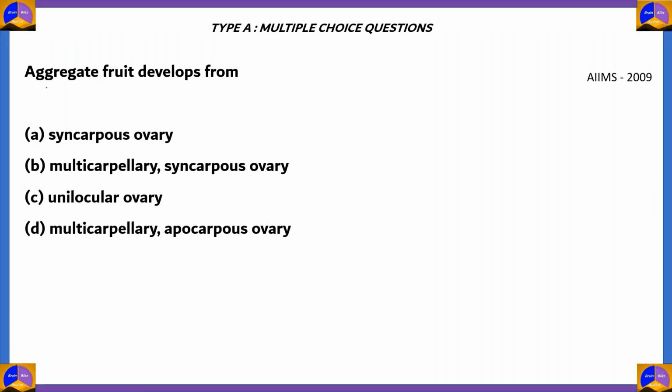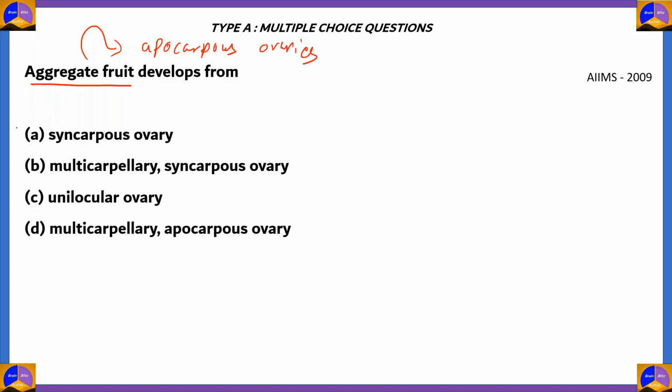Next question. Aggregate fruits are developed from A, syncarpous ovary, B, multicarpellary syncarpous ovary, C, unilocular ovary, and D, multicarpellary apocarpous ovary. Let's look at each of our options. But before that, it's best to keep in mind that aggregate fruits are always found in apocarpous ovaries.